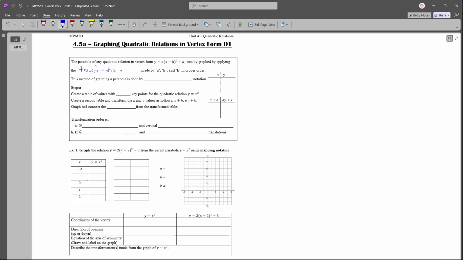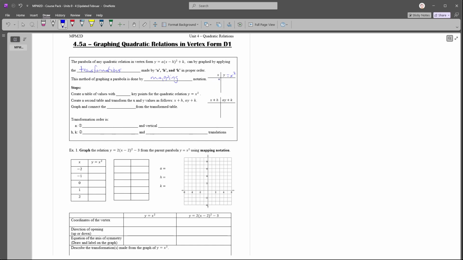Okay, so we're applying the transformations. Now, the key here is that they're all done in the proper order because multiplying can change values really quickly if we don't do things in the correct order. So the first strategy we're going to learn is something called the mapping strategy. This method of graphing a parabola is done by mapping notation. All that really means is that we're going to map the x and y components of the original parent relation, y = x², and we're going to map it to the modified versions of those same values in the new relation. You're like, I don't fully understand. Well, we'll come back to that in just a second.